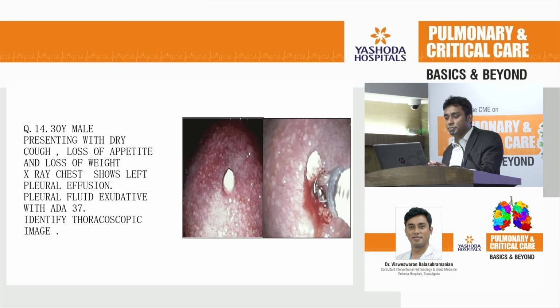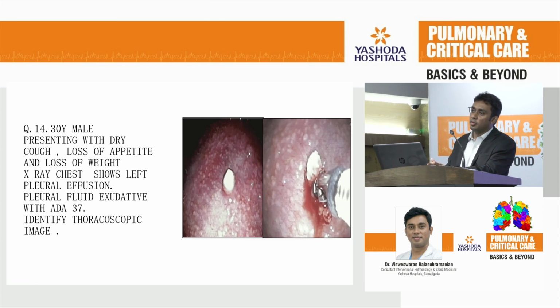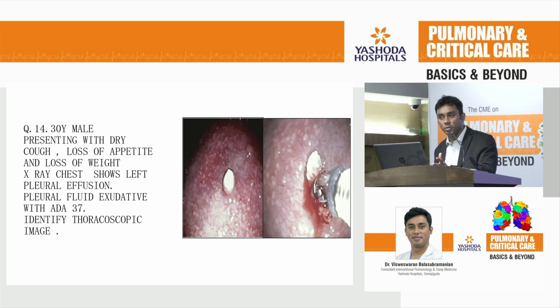Next person. So what are you seeing in this? ADA is 37. Very good. It's a sago grain. Okay, sabudana, the same appearance. So when will you get a sago grain appearance? Miliary, any sort of pleural TB can have sago grain. Okay. In miliary TB, you will get choroid tubercles in the eyes.